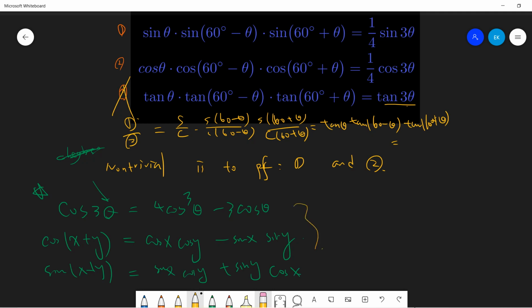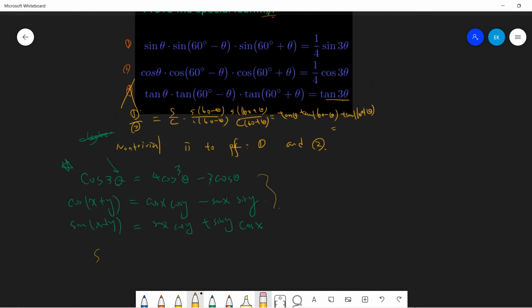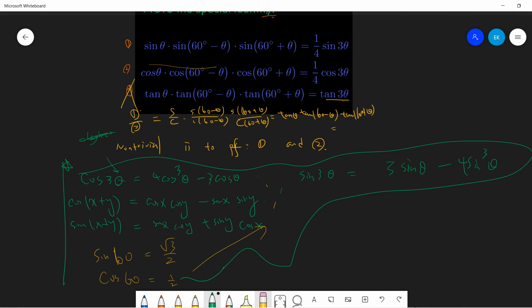Let's prove the first one. By the way, we also need sine 60, which everybody knows is square root of 3 divided by 2, and cosine 60 is 1/2. Oh, by the way, we forgot another one: sine 3 theta is 3 sine theta minus 4 sine cube theta. I think this is all we need to know, and it is very trivial.